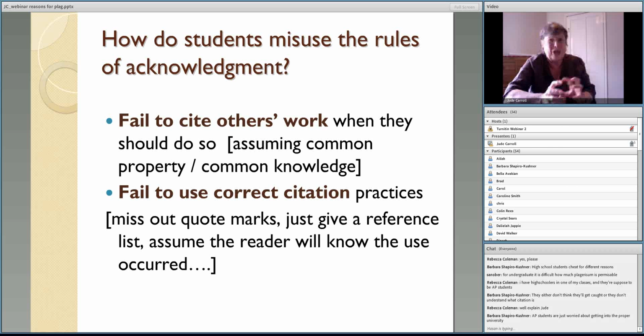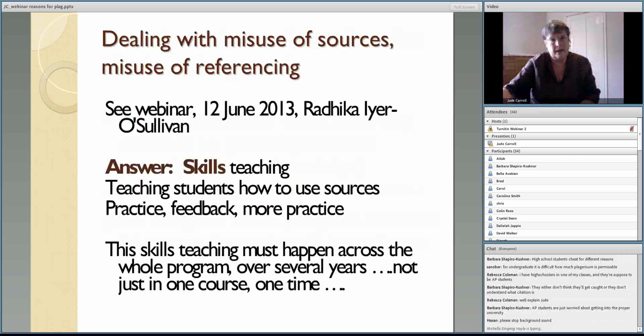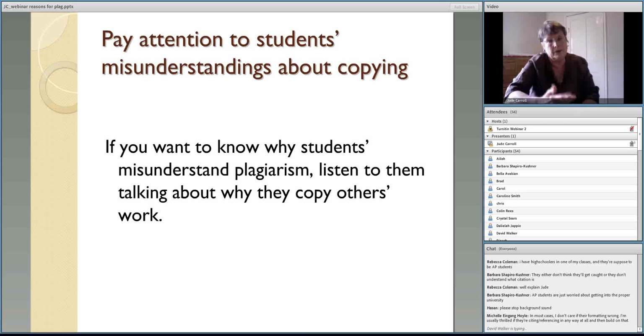Does it have a comma? Should it be in italics? I'm not talking about that. I'm talking about failing to use correct acknowledgement. So they might forget their quote marks or give a reference list. Just to remind you, there will be a webinar on use of sources and misuse of referencing. And the answer to those things is skills teaching. Teaching students how to use sources, practice, feedback has to happen over the whole program, and it can't just happen in one course. So in the little time we have left, let's move on, Jill.